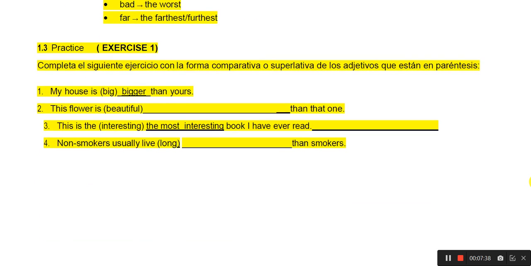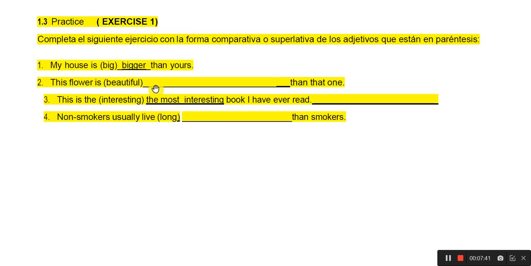So I have the exercise. Exercise 1 is for you to complete. It says, completa el ejercicio con la forma comparativa o superlativa que están en paréntesis. Okay, so I have big here, and because I have the word than, esto ya me indica que es una comparative form. So I said, my house is bigger than yours. And this one, the number 3, this is the most interesting book I have ever read. Esta línea está de más, ahí no tienen que poner nada because the sentence is complete with this. Okay, so you need to complete the next numbers.